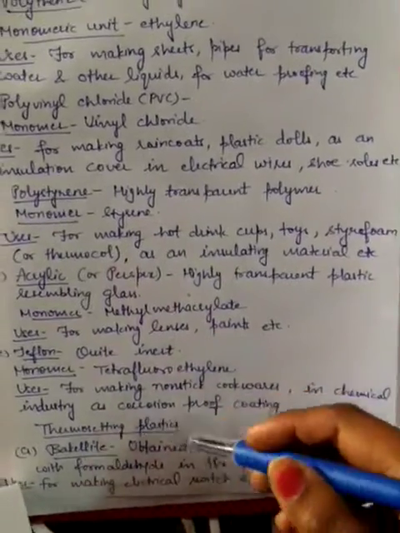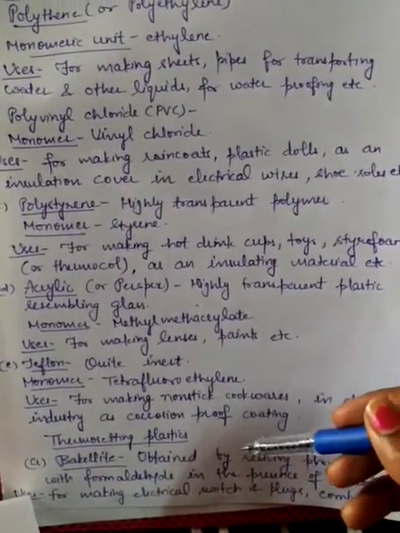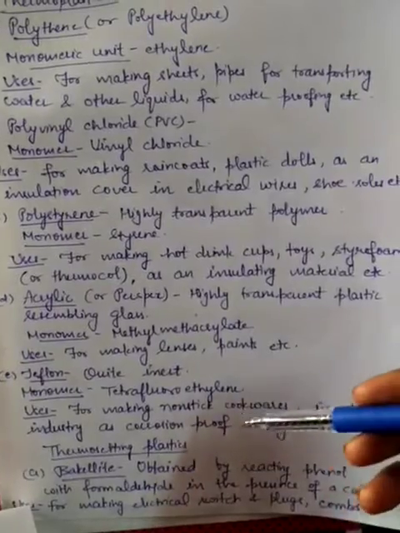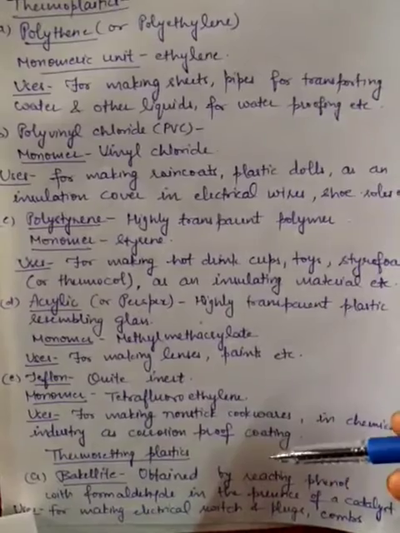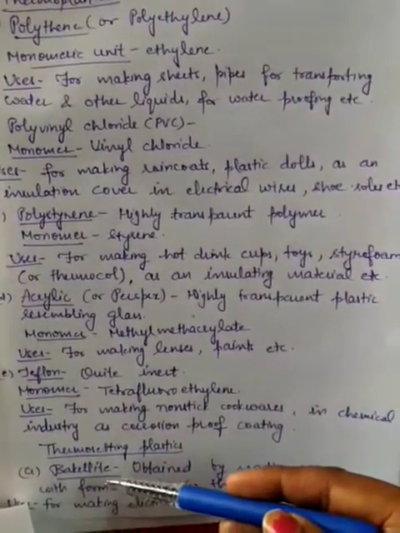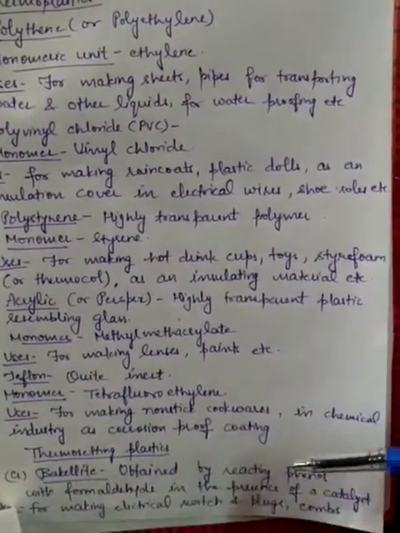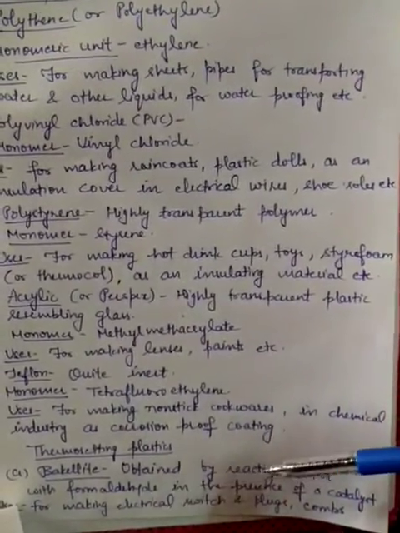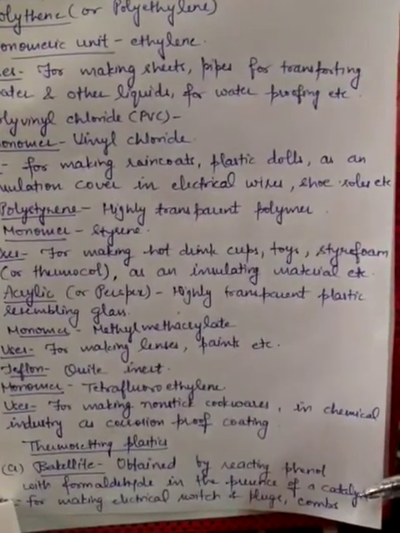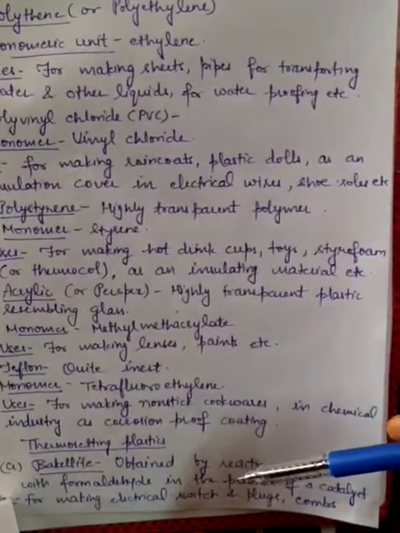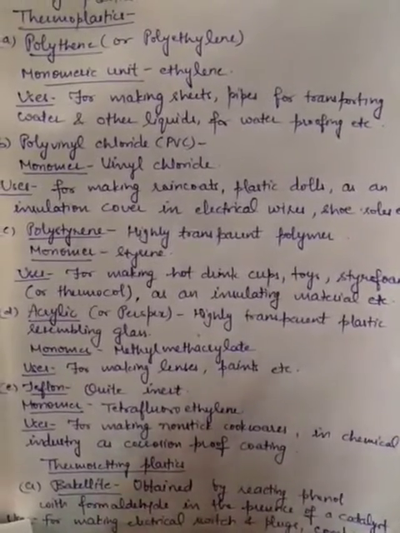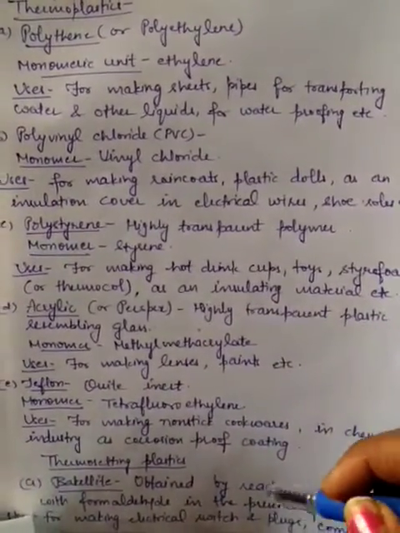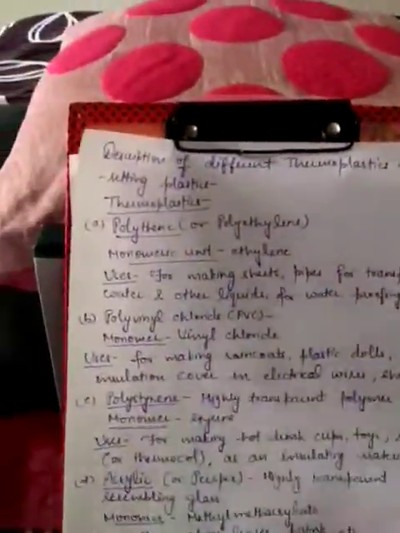Next, I have shown two types of thermosetting plastics. What are thermosetting plastics? They have a cross-linked arrangement and can't be reshaped again. They are called thermosetting plastics. First example of thermosetting plastic is bakelite. It is obtained by reacting phenol with formaldehyde in the presence of a catalyst and it is mainly used for making electrical switches, plugs, combs, etc. You are using electrical switches at your home and you know they are made up of plastic. What type of plastic is that? That is actually bakelite.